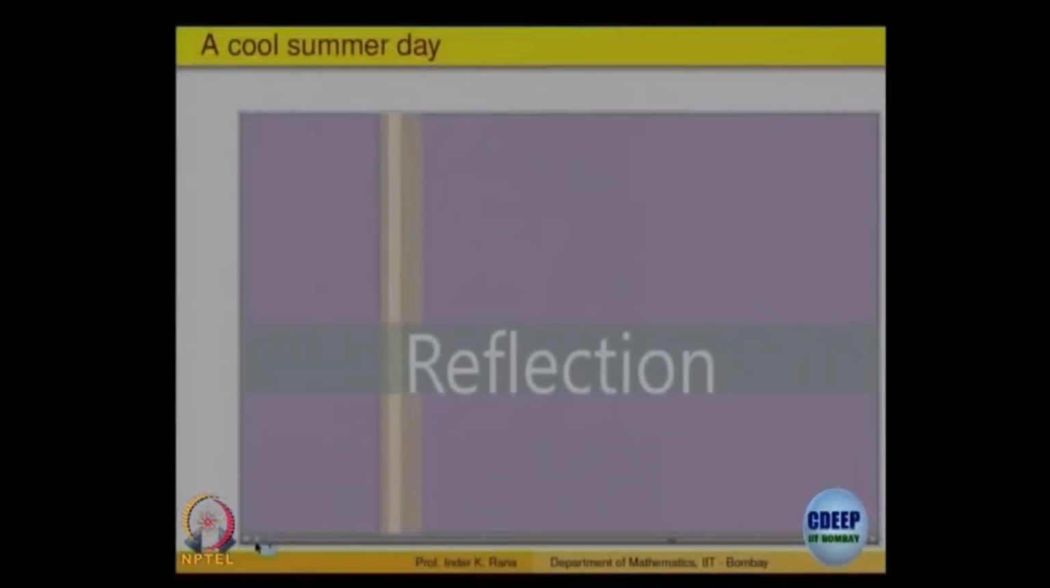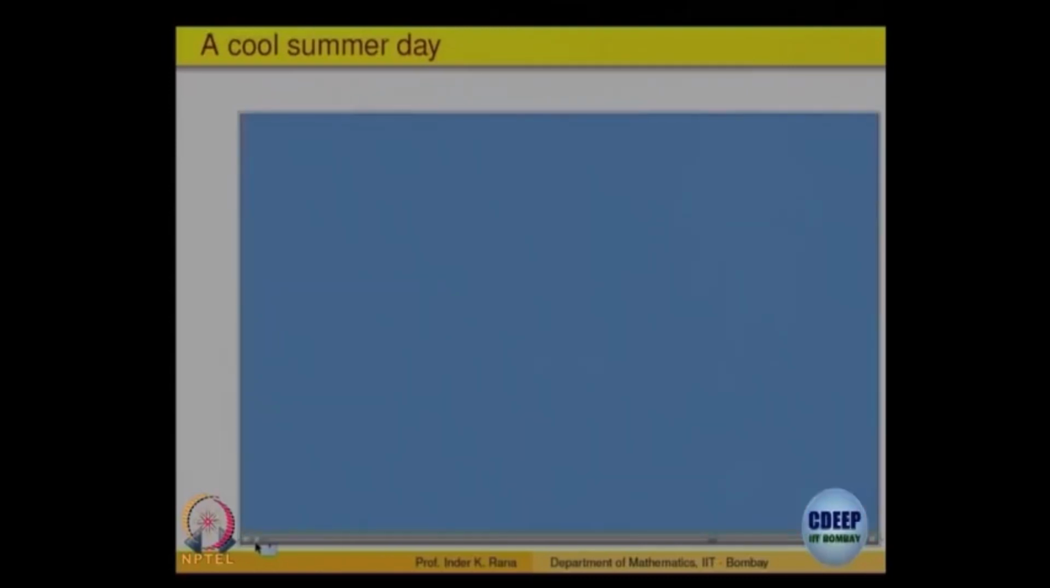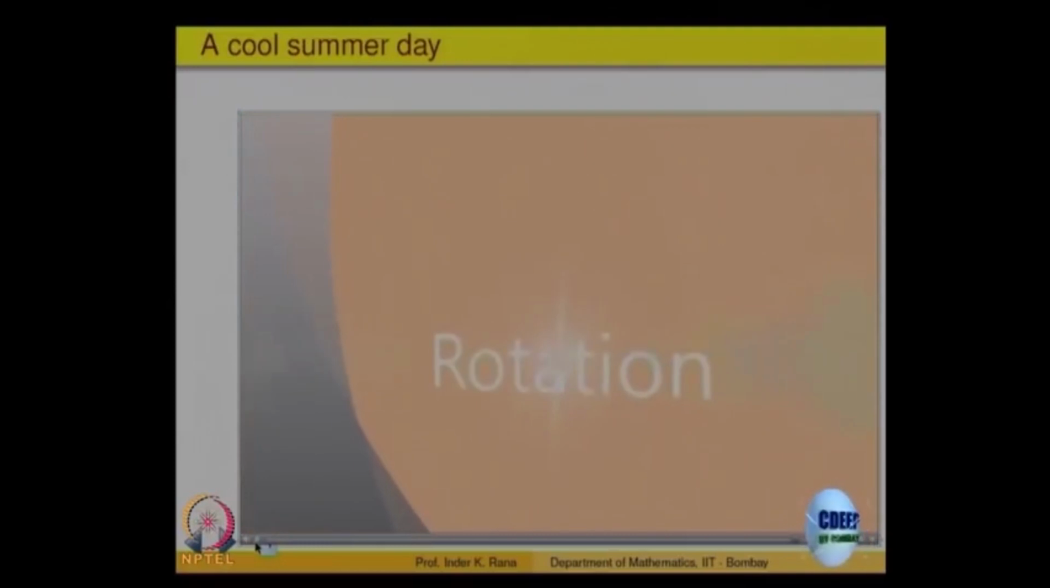So, movements were shown, and some of them were reflection, the flag changing. Then scaling, the balloon becoming bigger and bigger, retaining the shape, that is called scaling. Then there was rotation, the sun was moving along a circular path.